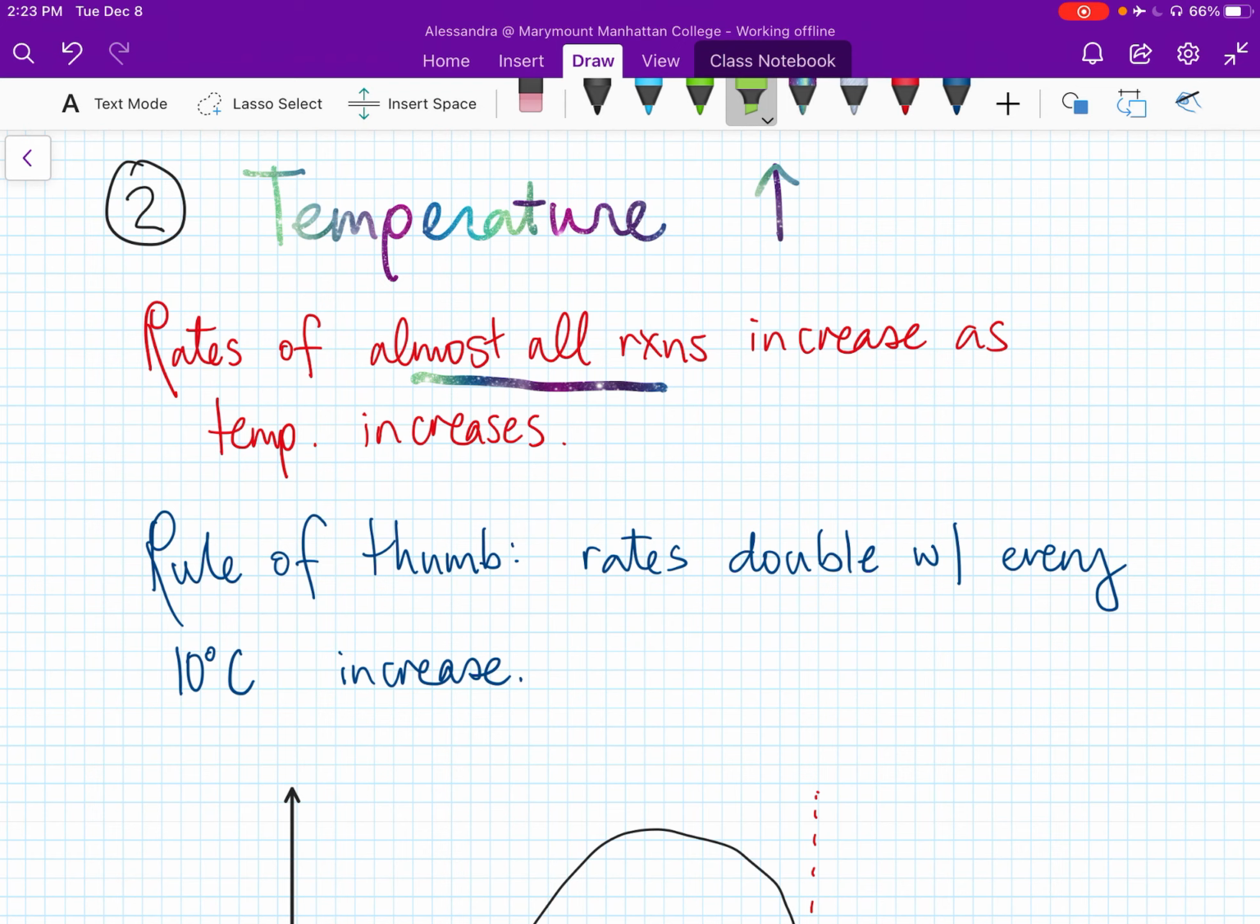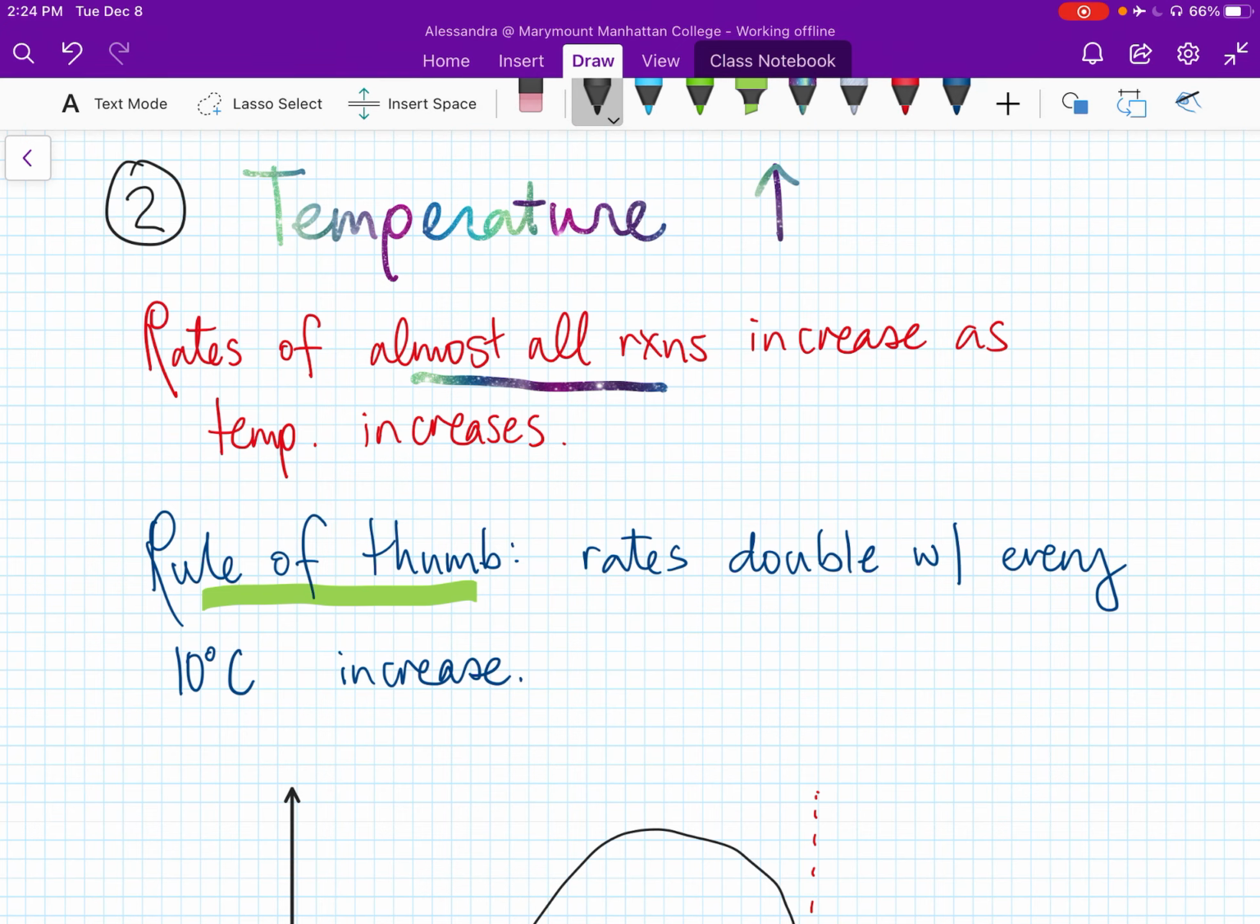The general rule of thumb for chemists is that reaction rates double with every 10-degree increase on the Celsius scale or Kelvin scale, same size of degree. So with every increase of 10 degrees, the reaction rate approximately doubles. That's a pretty massive temperature dependence. That's not always true, but it's a rule of thumb.